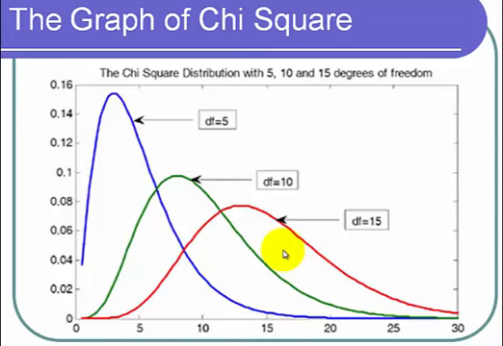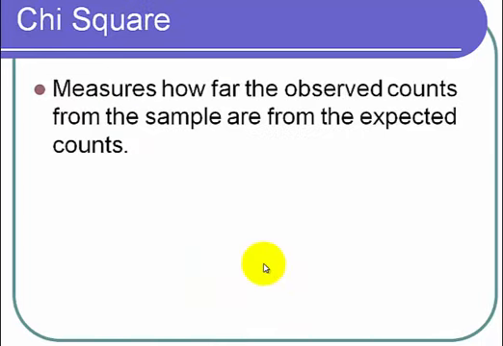We're not going to be using this too much, but it's good to see where these analyses are coming from instead of just trusting our calculator, which we're going to do some. But it's good to see that there's an actual distribution we're looking at. So let's move on and talk about how the chi-squared statistic is actually found. What it actually measures is how far the observed counts from the sample are from the expected counts.